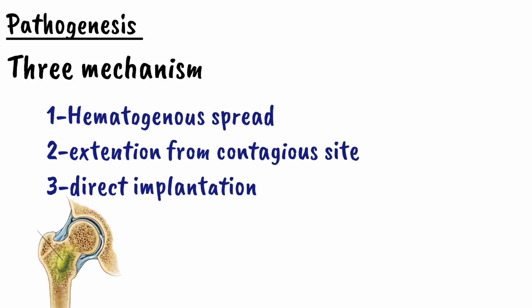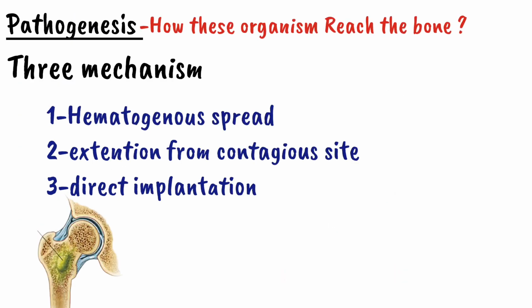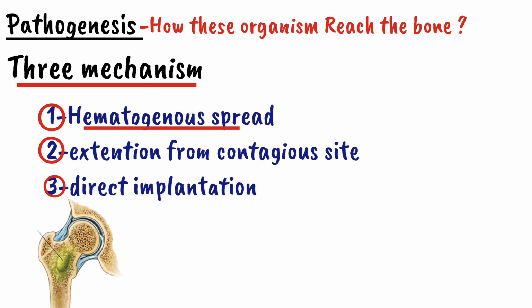Now a question arises: how do these organisms reach the bone? These organisms reach the bone by three mechanisms. The first one is hematogenous spread, the second one is direct extension from a contiguous site, and the third one is direct implantation. So what is meant by hematogenous spread? In hematogenous spread there will be an infection at some other site, and as a result of this infection, there will be bacteremia. So due to bacteremia, the infective organism will reach the bone, causing osteomyelitis.